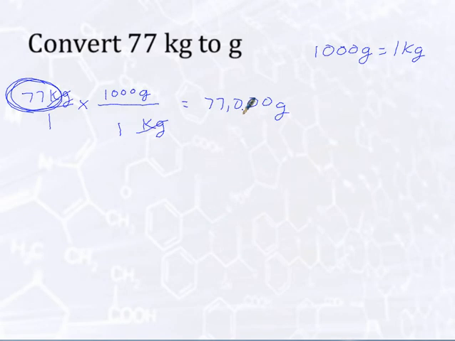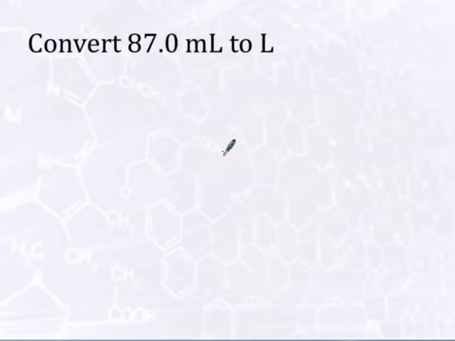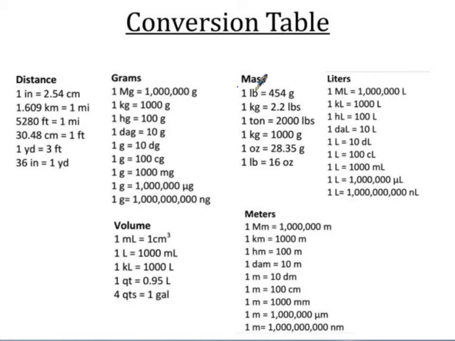Alright, let's take a look at example 2. Example 2 says, let's convert 87.0 milliliters to liters. So I start with my number, 87.0 milliliters, and I place it over 1. Now I have to go back to my conversion table and see how a milliliter equals a liter, if that is possible. In 1 liter, that is 1,000 milliliters.